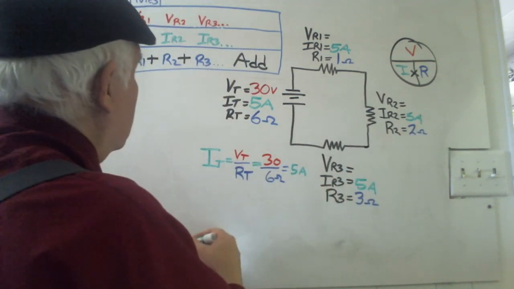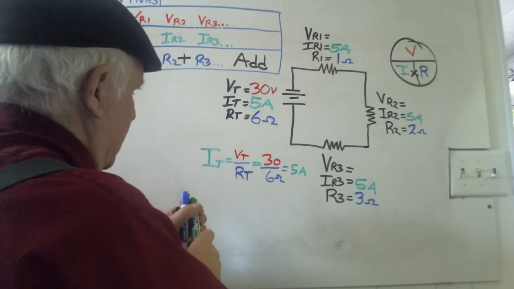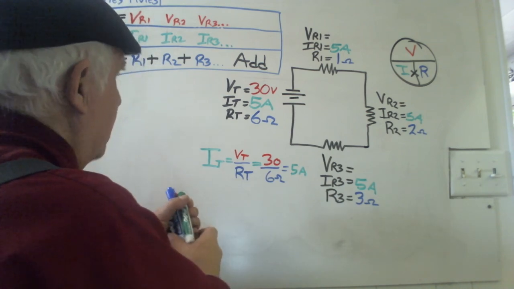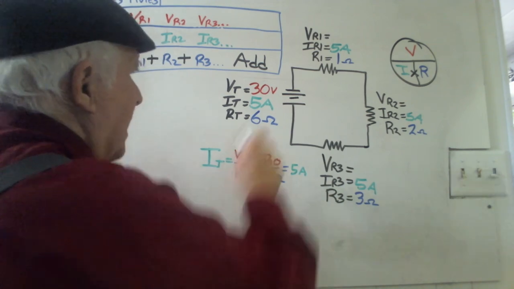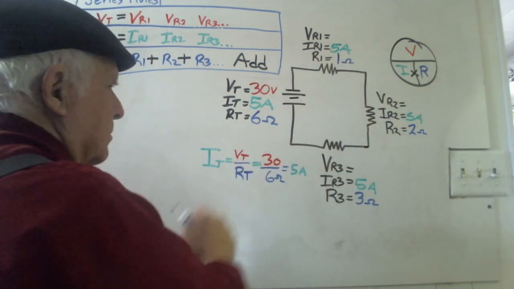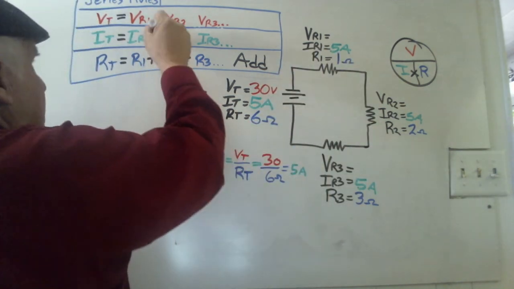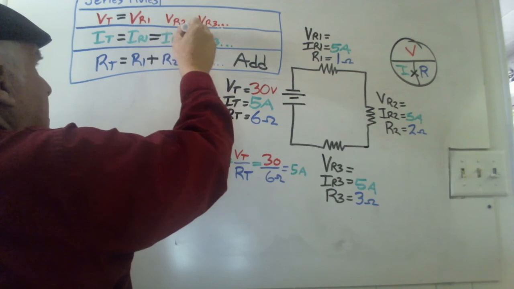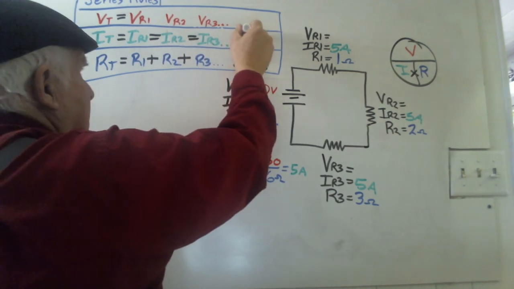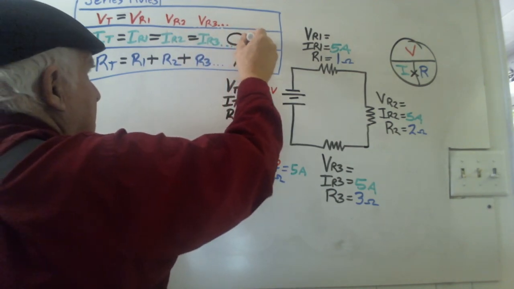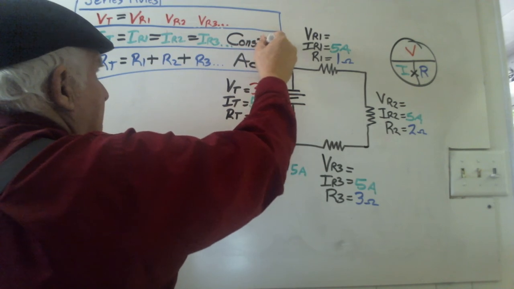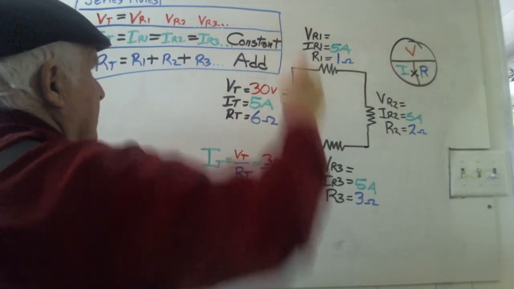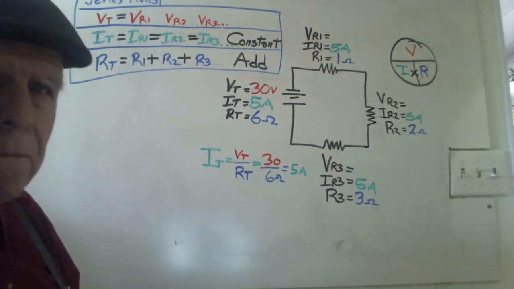Now, would you say that we have the same 5 amps flowing all through here? That makes these all equal. We would say then that current is constant. All right, we're getting our rules put together here pretty well.